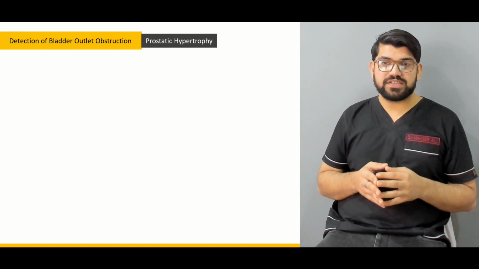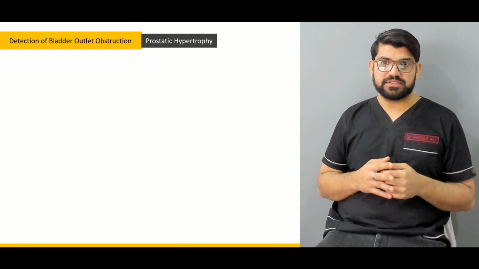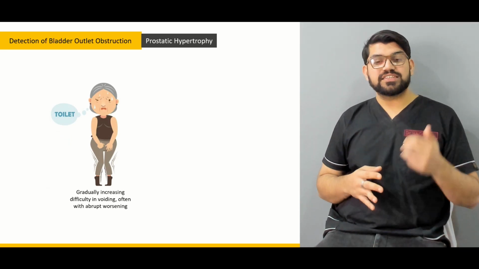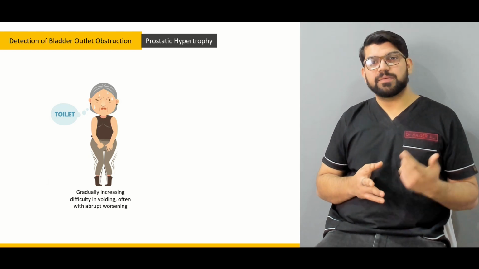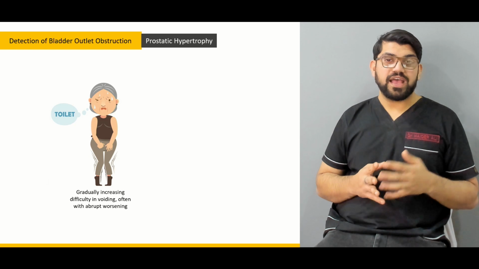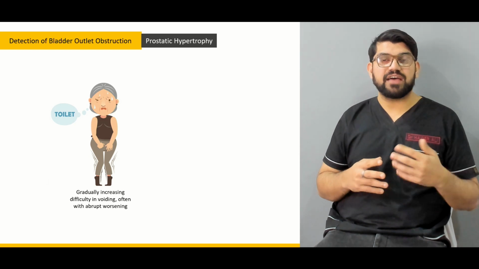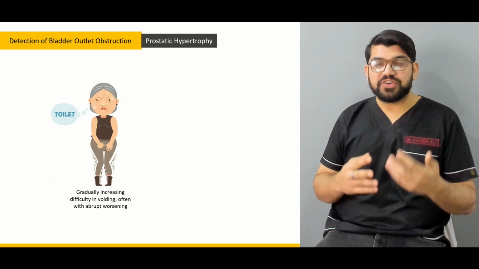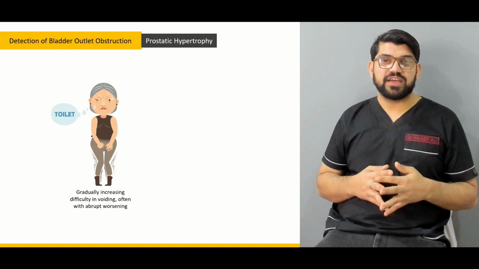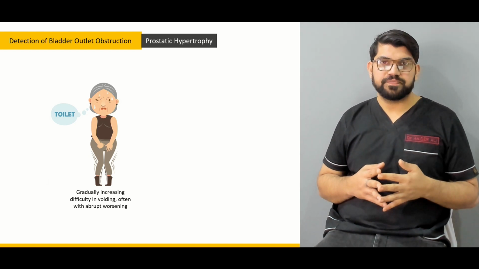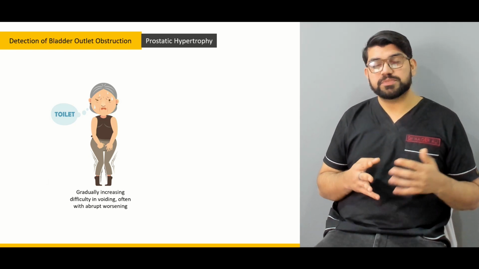So now moving on to prostatic hypertrophy. There are two types: benign and carcinomatous. How does the patient present? There is gradually increased difficulty in voiding, often with abrupt worsening. The patient complains of increased urinary frequency, cannot empty the bladder, or has a feeling of not emptying the bladder after coming out of the toilet. There is increased burning, and there can be increased nocturia. The patient wakes up many times at night just to void. These are the signs of benign prostatic hypertrophy, most commonly in males, especially with advancing age.